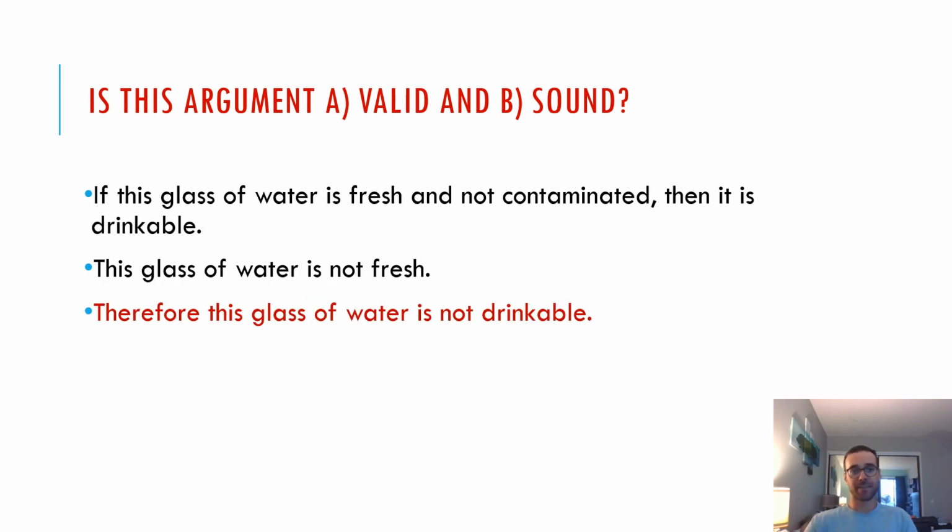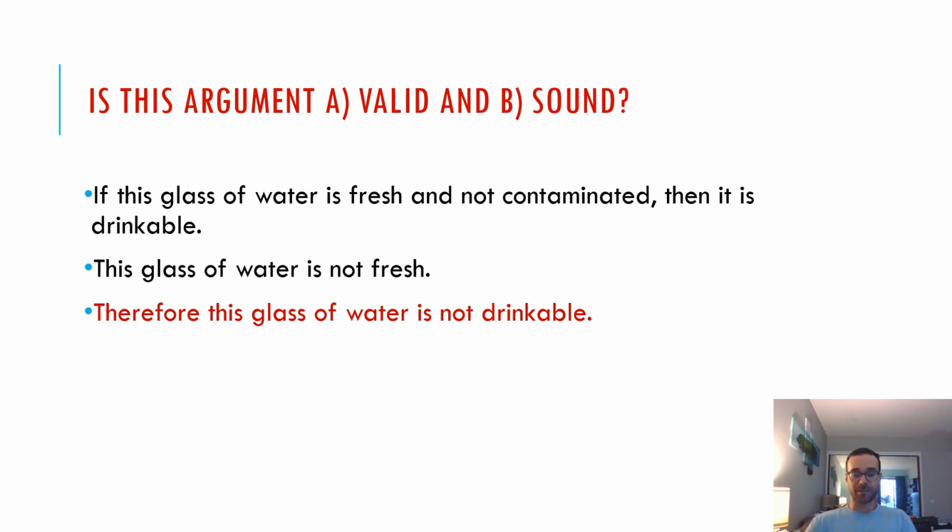Lastly, if this glass of water is fresh and not contaminated, then it is drinkable. This glass of water is not fresh, therefore this glass of water is not drinkable. Pause your video now to work this out on your own. This argument is again invalid and therefore unsound. The reason is that the first premise expresses that if this glass of water is fresh and not contaminated, then it is drinkable. Our conclusion, on the other hand, expresses the idea that the glass of water is not drinkable.